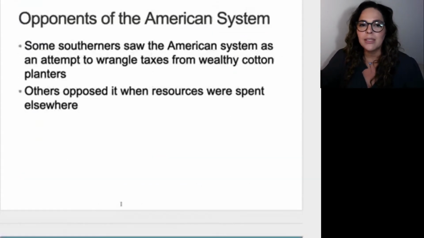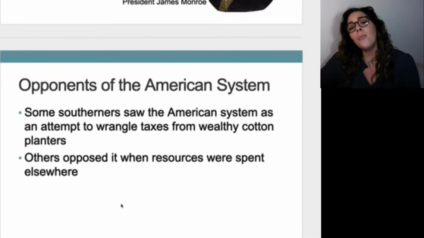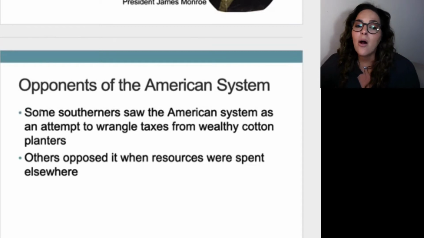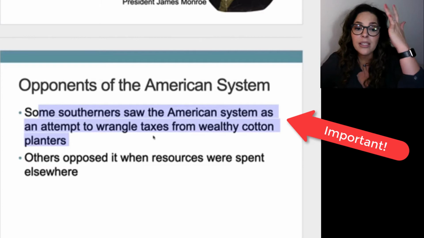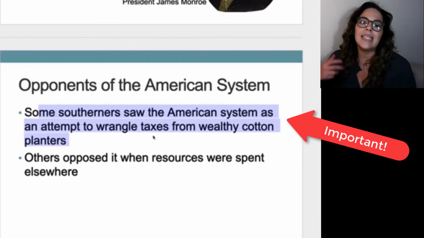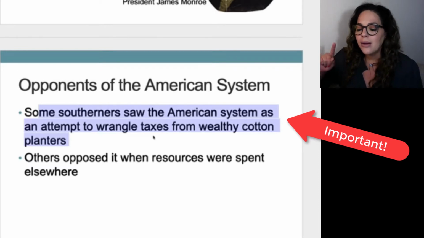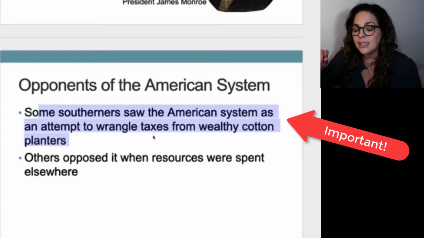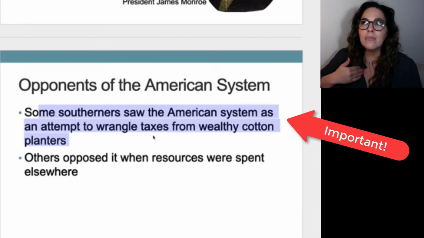Of course, there are going to be opponents to the American System. Obviously, there are Southerners that don't like it because the American System is an attempt to take taxes away from them, and so they just don't like that at all. But in addition to that, part of the problem here with the South is that they're upset that this tariff, that is supposed to help American businesses, actually makes things more expensive for people in the South.